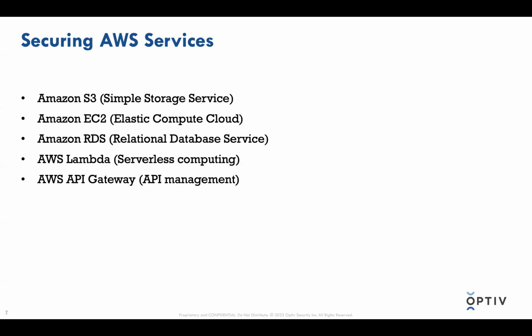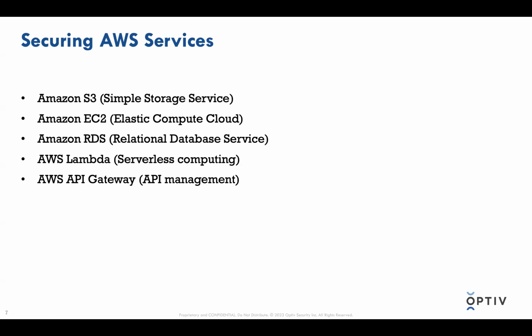S3 is a highly scalable and durable object storage service offered by AWS. It serves as a foundation for storing and retrieving vast amounts of data. Securing Amazon S3 involves implementing robust access controls such as IAM policies and bucket policies to restrict unauthorized access to your data. Additionally, enabling encryption at rest and in transit provides an extra layer of protection for your stored information.